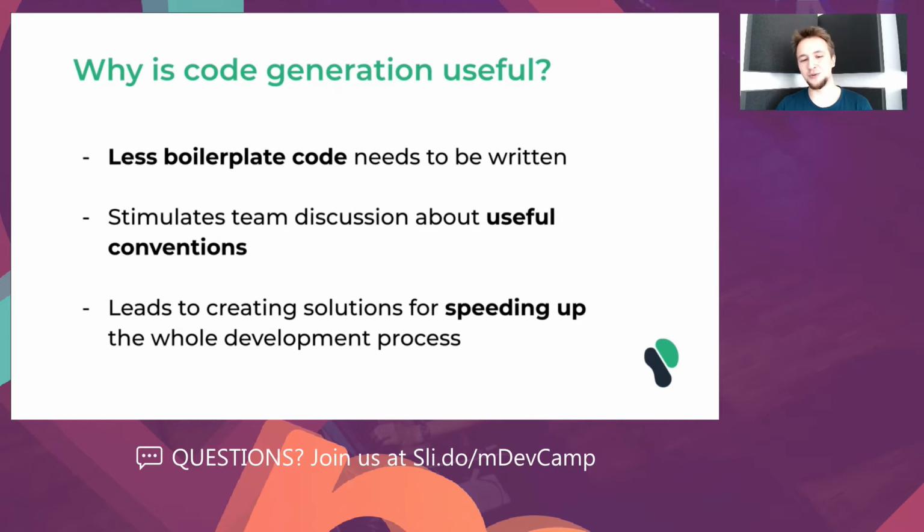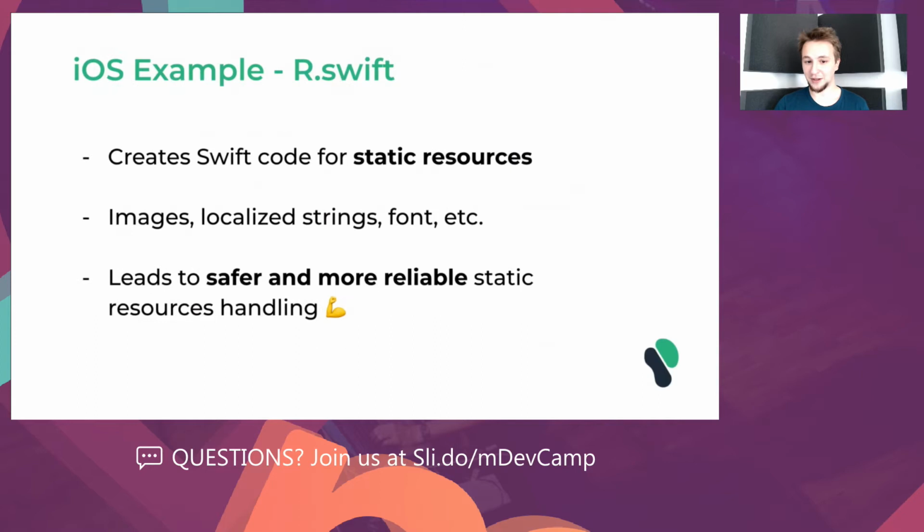Now, let's see a few nice examples of code generation tools we commonly use today. The first example is from the iOS world, and it's a nice tool created originally by Matthijs Kadijk called RSwift. This tool does one thing and does it very well. It basically just creates Swift code for static resources. Things like images, fonts, strings, files, entitlements, settings bundles, etc.